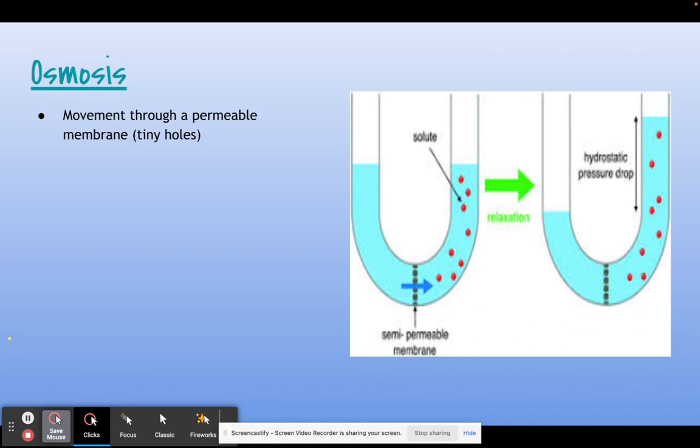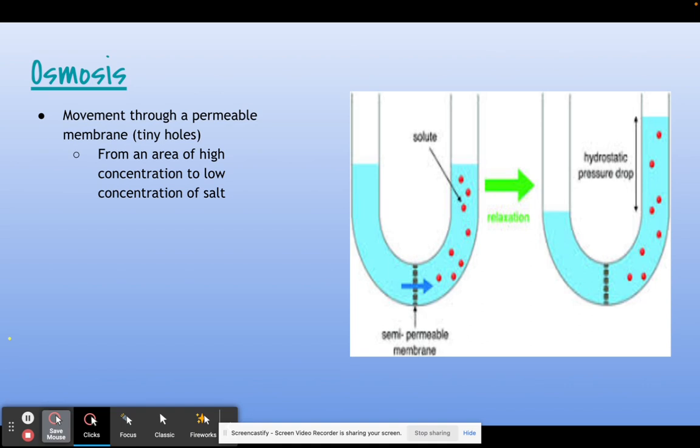But in this example, we're looking at things moving through a permeable membrane. Now, if you remember, when we see that word permeable, when we're talking about this at the cellular level, this is going to be in reference to the cell membrane, because that is going to be our permeable membrane. And what's going to determine the direction that these particles or water molecules will move is that they will once again go from an area of high concentration to the areas of low concentration.